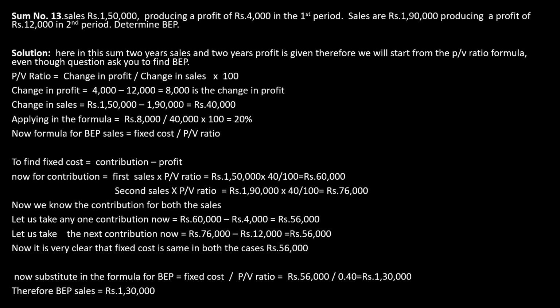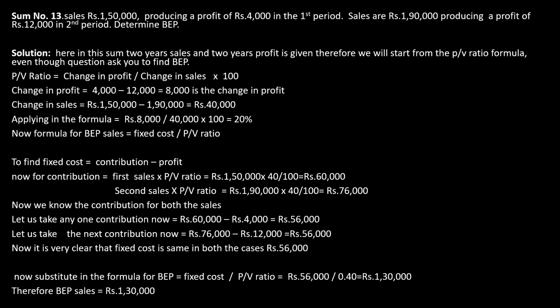Now we know the contribution for both the sales. Let us find the fixed cost. The formula for that will be contribution minus profit. So I have two contributions now. Any contribution that I use, I am going to get the same fixed cost. For example, if I use the first contribution, that is for the sale of 1,50,000, 60,000 minus the profit. I should take only the first profit, not the second profit, because as I am taking the first sale, I should take the first profit. So my contribution is 60,000 minus my profit of 4,000. Therefore, rupees 56,000 will be my fixed cost.